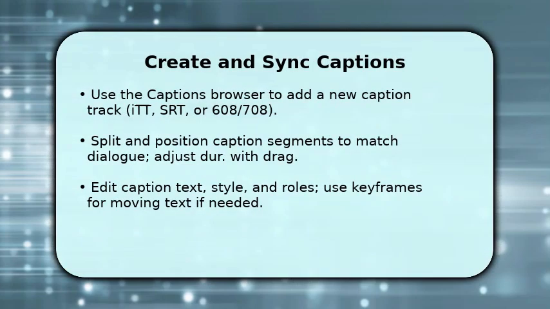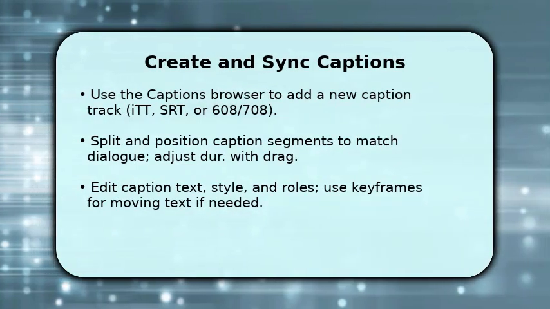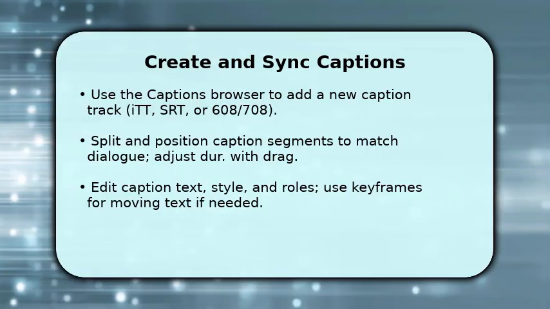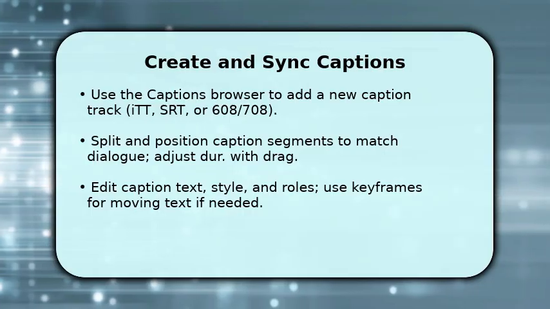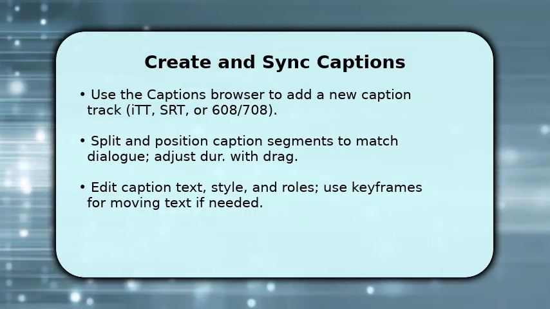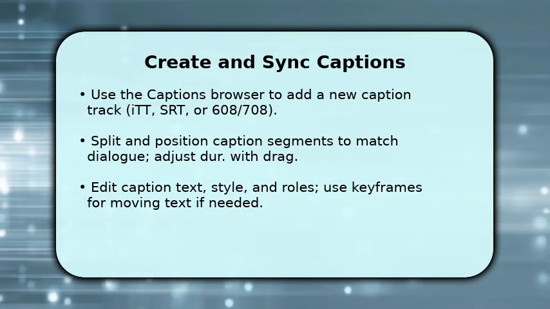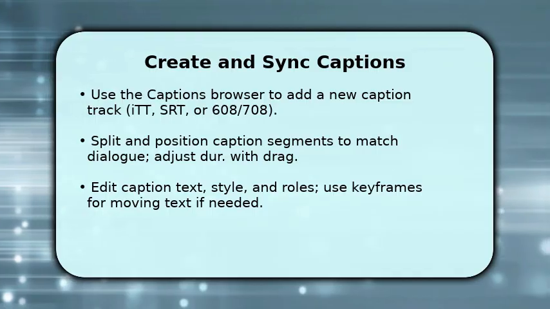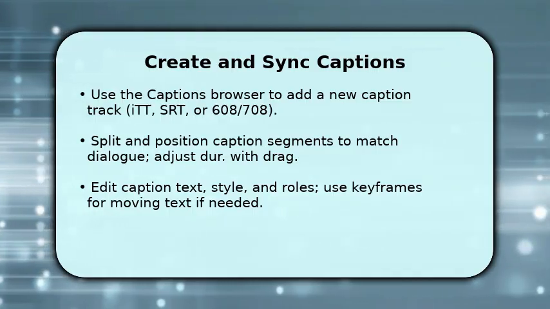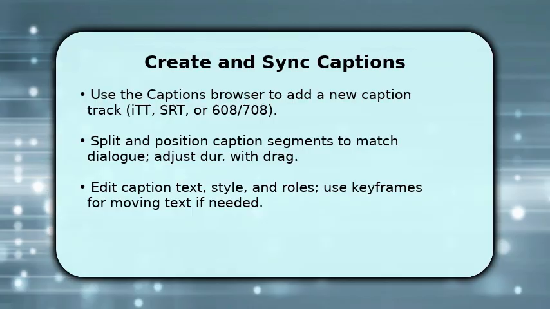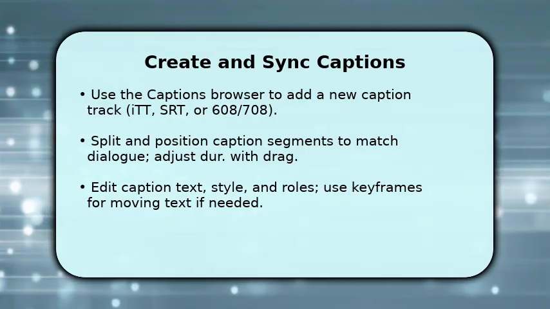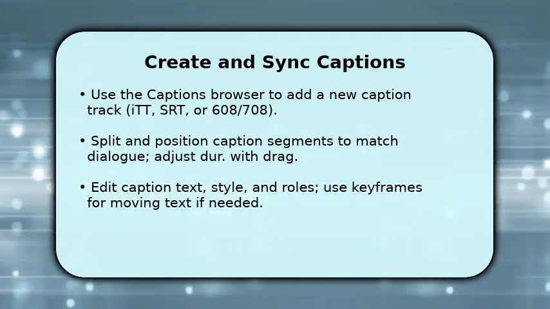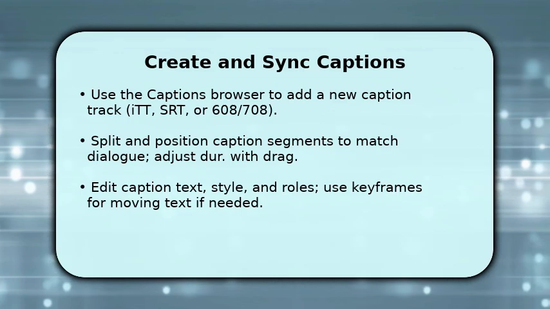You'll add a caption track from the Captions browser and select the format that fits your delivery platform. Once placed, scrub the timeline and split caption clips where speaker changes or pauses occur, then drag their edges to sync timing. This is how you ensure readability. Edit each caption's text and assign the correct role so exports stay organized. If on-screen elements shift, use position keyframes on the caption generator or move the entire caption clip to avoid overlap with graphics or lower thirds.